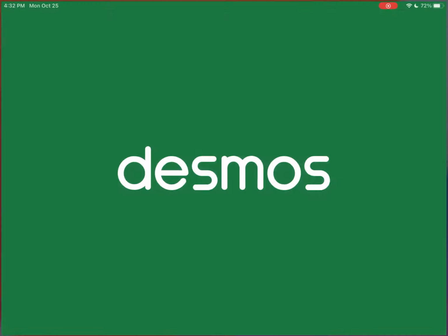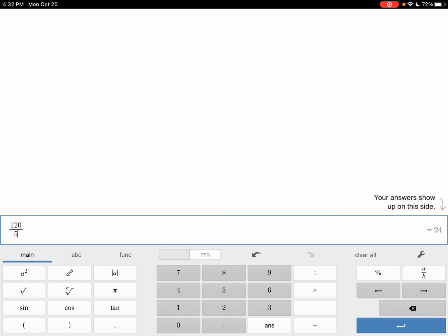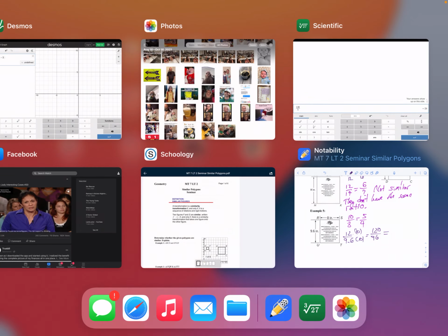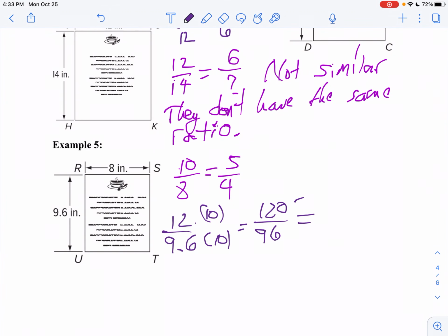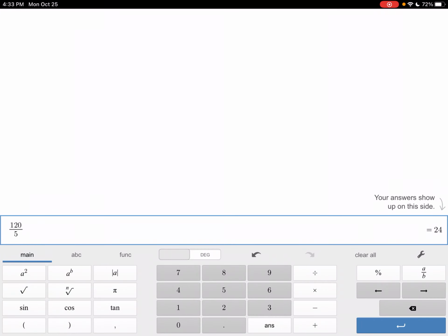Where's my calculator? Here we go. So if I take 120 and I divide that by 5, I get 24. And look at that. 24 goes into the numerator and the denominator. 120 divided by 24 is 5. We just showed you that. Let's take 96 divided by 24. And that's 4.